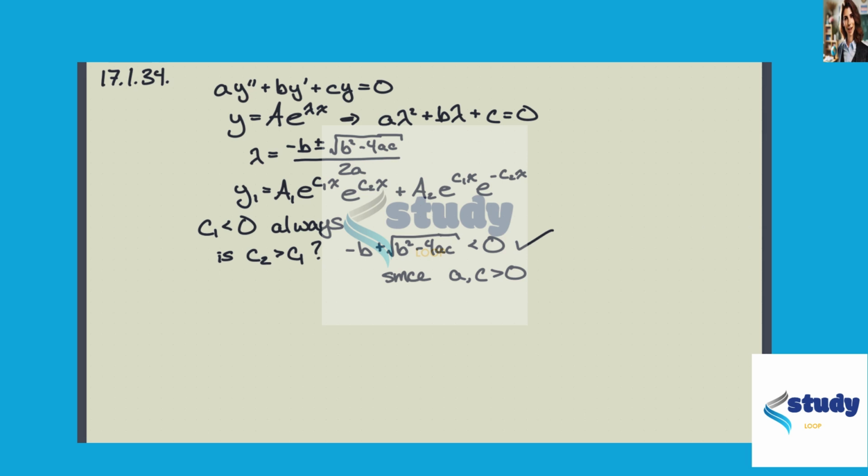So we know the solutions are of the form e to the lambda x, and plugging that in, we get the equation a lambda squared plus b lambda plus c equals 0. Solving for lambda, we get lambda equals negative b plus or minus the square root of b squared minus 4ac, all over 2a, just the quadratic formula.